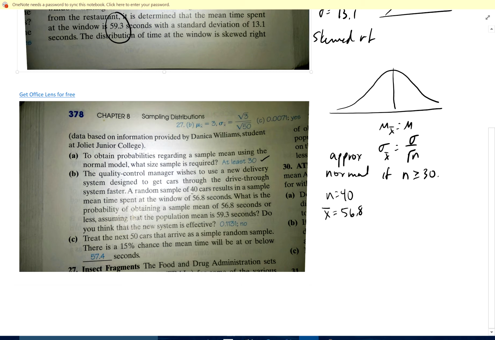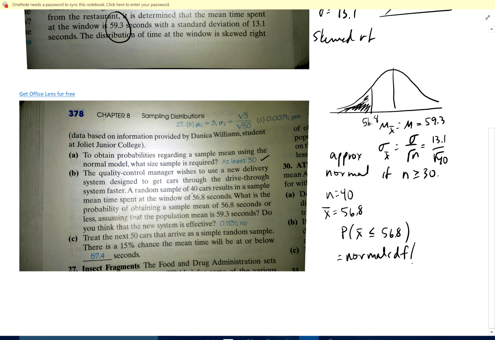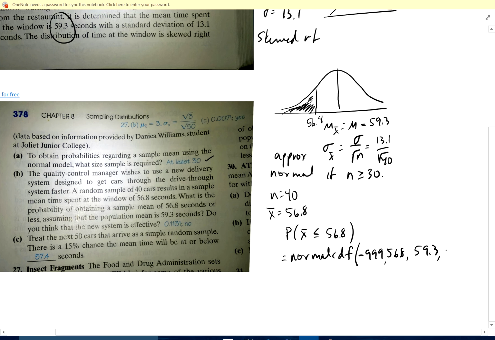Okay, so we're looking at this. This is 59.3. That's the population. Standard deviation is 13.1 divided by the square root of 40, and 56.8 is down here somewhere. So what's the probability of obtaining that or less? Probability of x bar is less than or equal to 56.8. So you do normal CDF over here. I'll write it down. Or you can find the z-score and look it up on the table. Negative 999, 56.8, 59.3, and 13.1 over the square root of 40. And if you do that, you get 11.3 minutes or seconds, I guess.